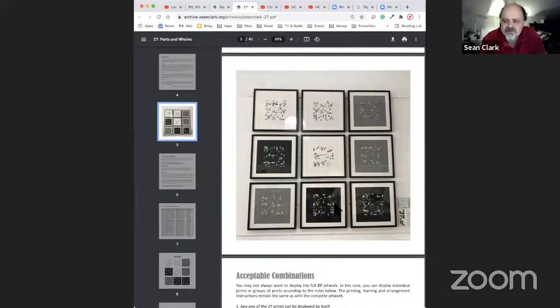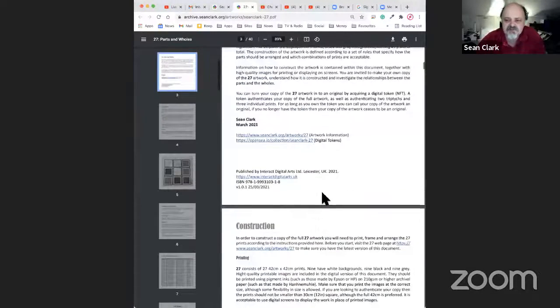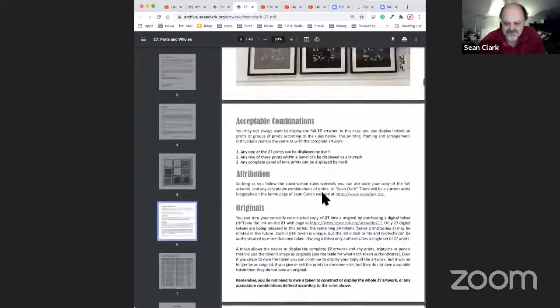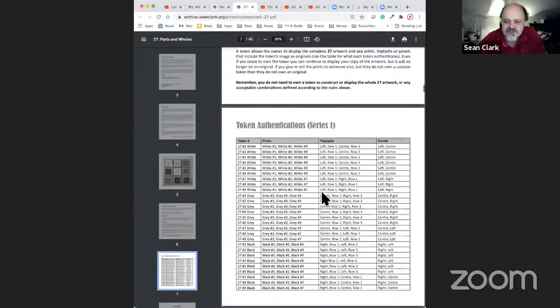I'm very happy for you to download and construct this artwork. But in order for you to regard this artwork as an original, you have to buy a token. And these little tokens are available on a website called OpenSea.